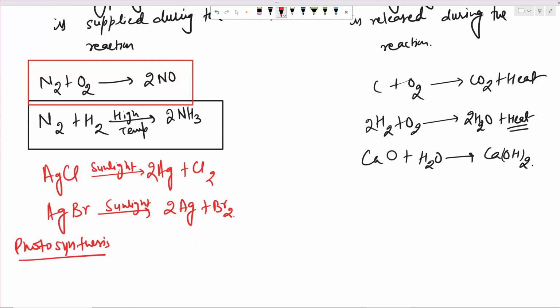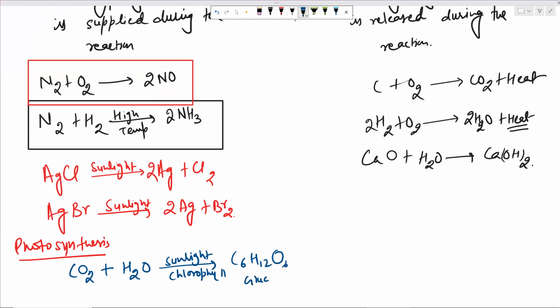Like the reaction of photosynthesis. You write, carbon dioxide is given to the plant in the presence of water, sunlight and chlorophyll, and it gets converted into glucose, C6H12O6, plus 6 oxygen gas plus 6 water. You understood? So this is an example of endothermic reaction. Note it down.